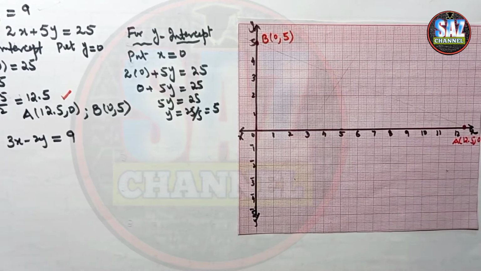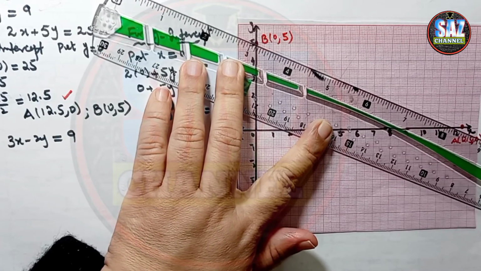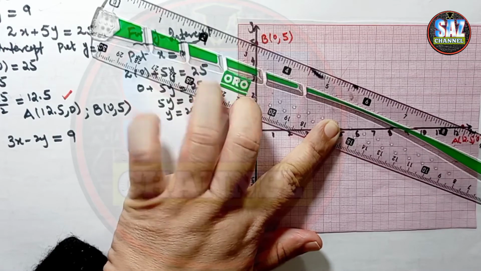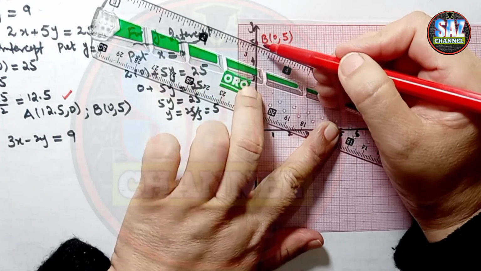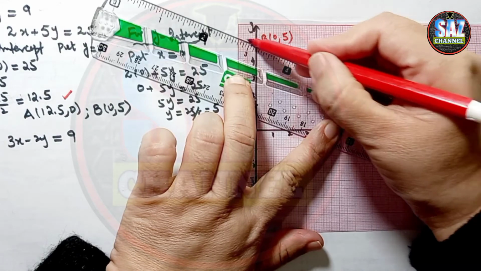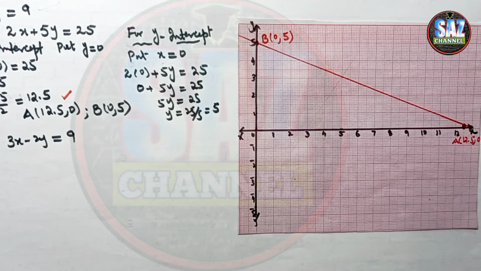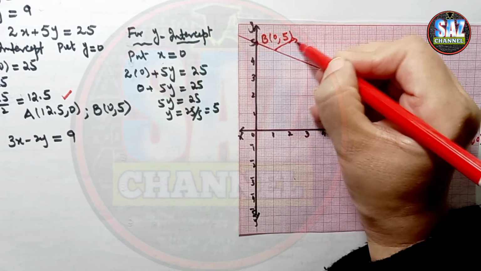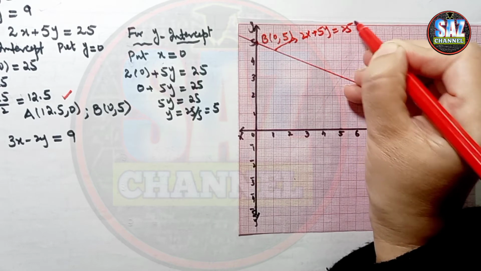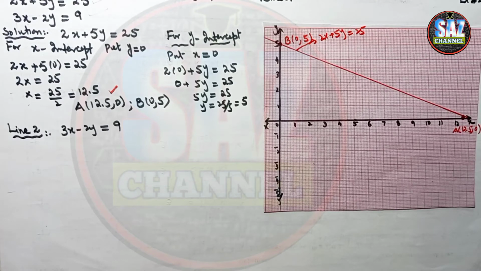Now let's pass the line through these 2 points in order to get the graph of this line. So the line will be like this. Slightly it has gone off, but it's okay. Now let me mark the equation. This is 2x plus 5y equals 25. Now let's move to the second line, that is 3x minus 2y equals 9.